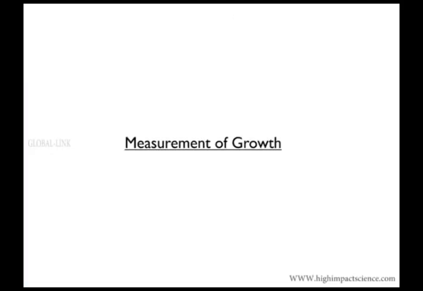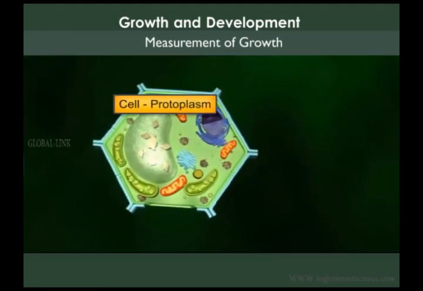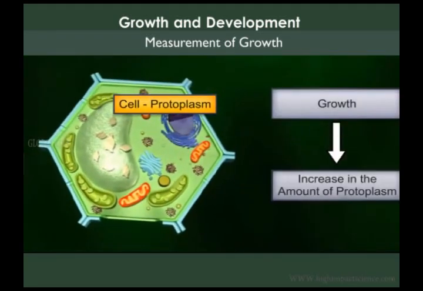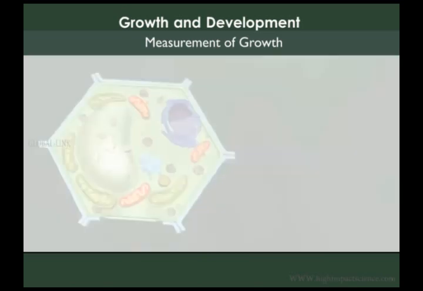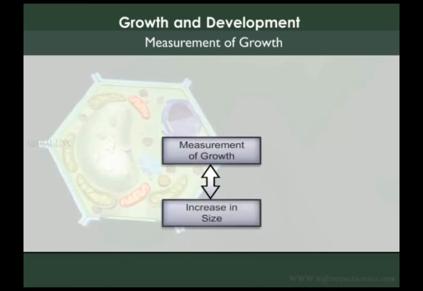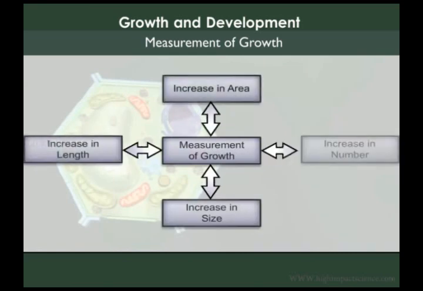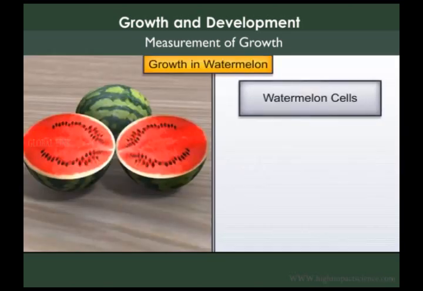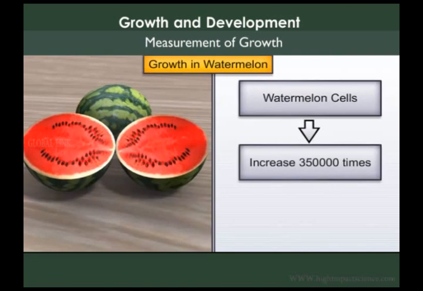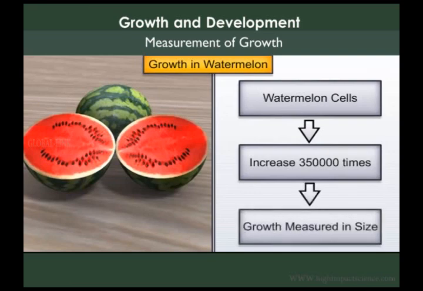Measurement of growth. At the cellular level, growth refers to an increase in the amount of protoplasm or cytoplasm, which is difficult to measure. Growth is measured by different parameters such as size, area, length, and number. For example, watermelon cells increase up to 350,000 times, and so growth here is measured in size.